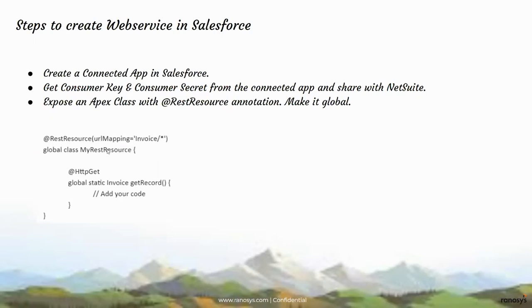After defining the class structure, we need to define methods in the class and add annotations to them to expose them as get or post methods. The annotation used for this purpose for get is @HttpGet. For post, it is @HttpPost. And similarly for put, patch, and delete. So a REST resource class can have a single method of each kind. So this is how we define an API or expose an Apex class as a REST resource in Salesforce.